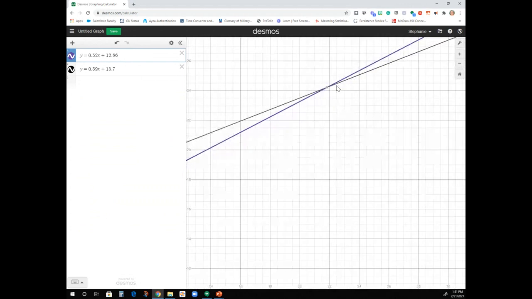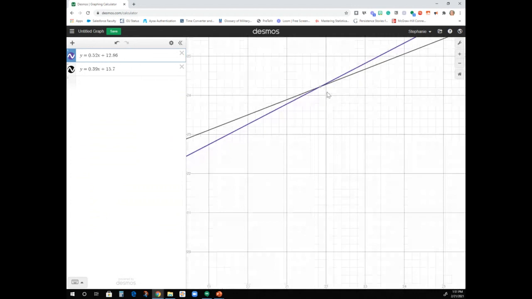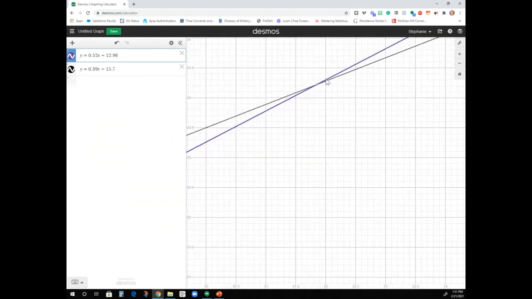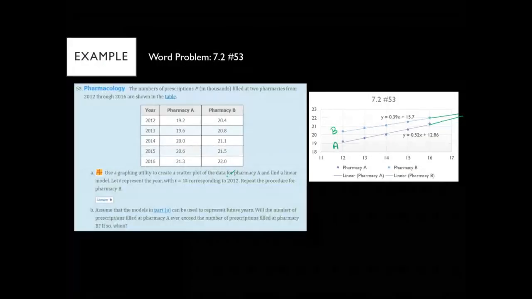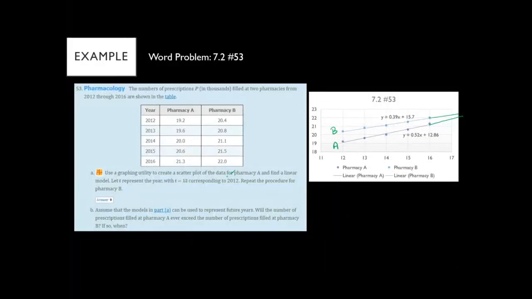and I can even kind of zoom in here. But 2022 is this big, more solid line here. It's hard to see, but the purple line is, if you zoom in enough, higher. So this pharmacy A is higher than pharmacy B, which is the black line here. So going back to this word problem in part B, yes, it will exceed, and it would be in about 2022, roughly, we can say, is when pharmacy A will exceed those of pharmacy B.